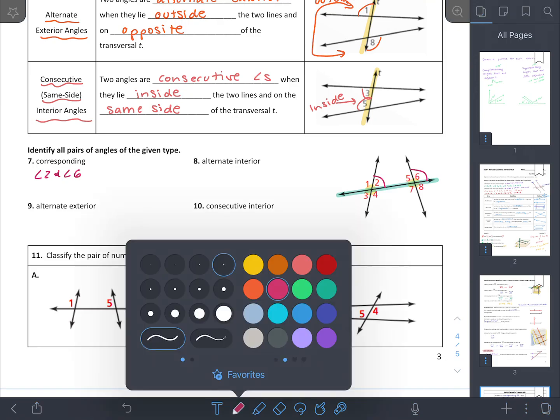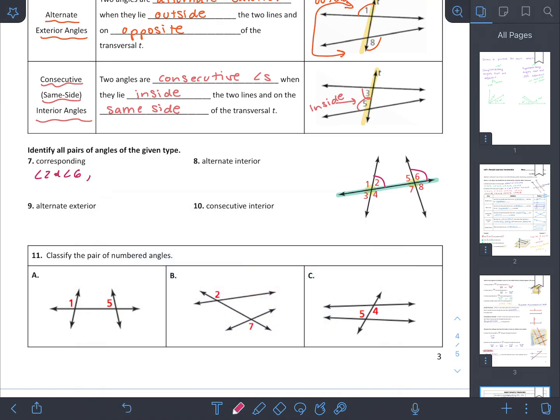So angle 2 and angle 6. We could also do angle 1 and angle 5 are corresponding. Angle 3 and angle 7 are corresponding. And angle 4 and angle 8 are corresponding. So those are all examples of corresponding angles on that diagram.